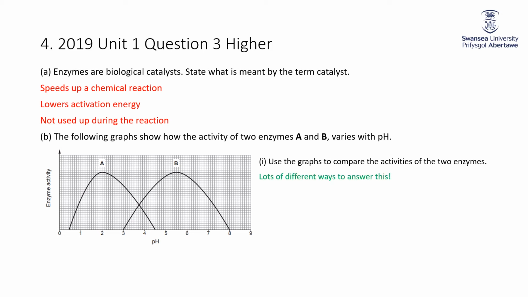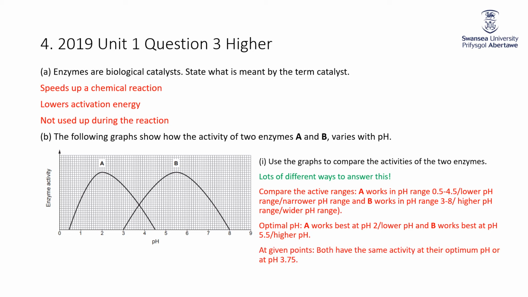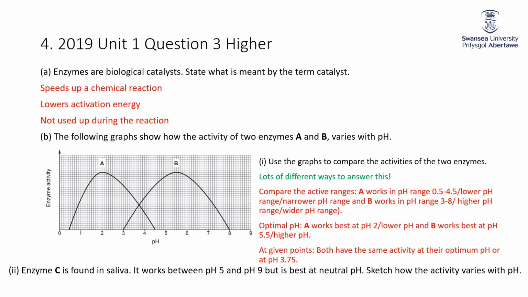Lots of different ways to answer them, so I'll give you all of them. We can compare the active ranges. So A works at a lower pH range, B works at a higher one. You can read the other alternatives here for yourself. Optimum pH, A works best at pH 2, whereas B works best at pH 5.5. Or at given points, both have the same activity at the optimum pH or at pH 3.75.